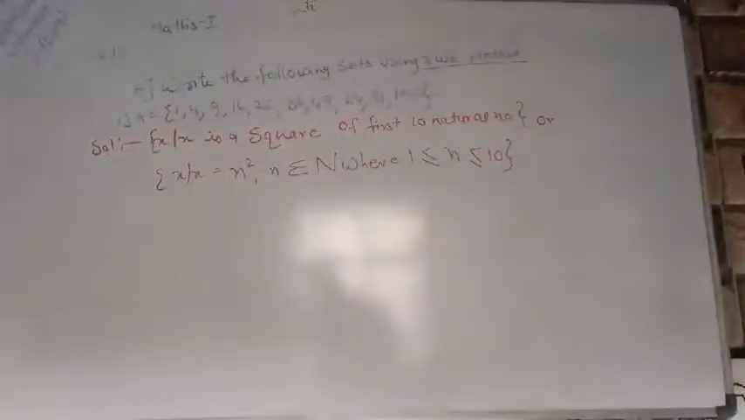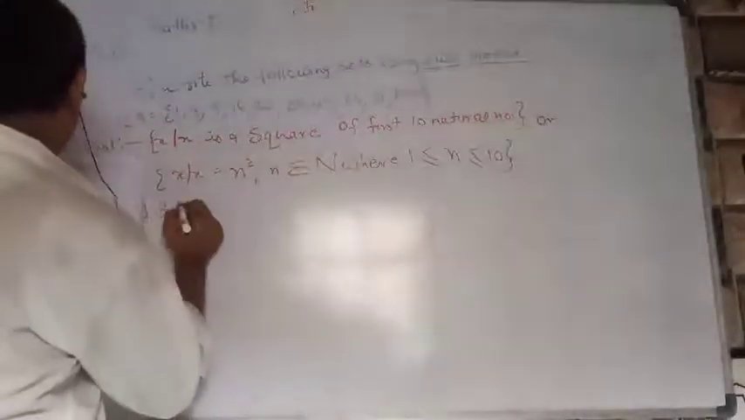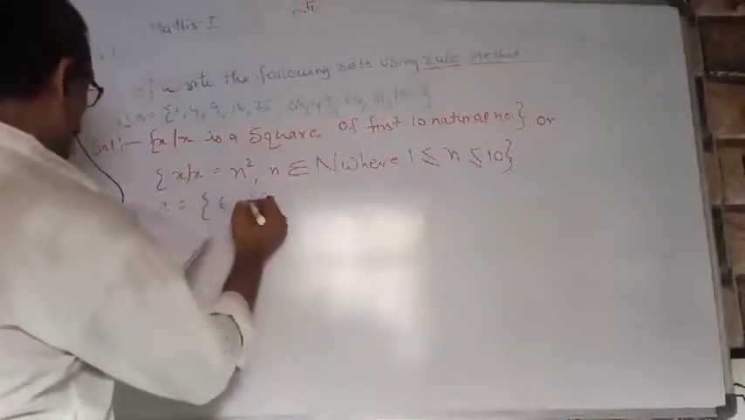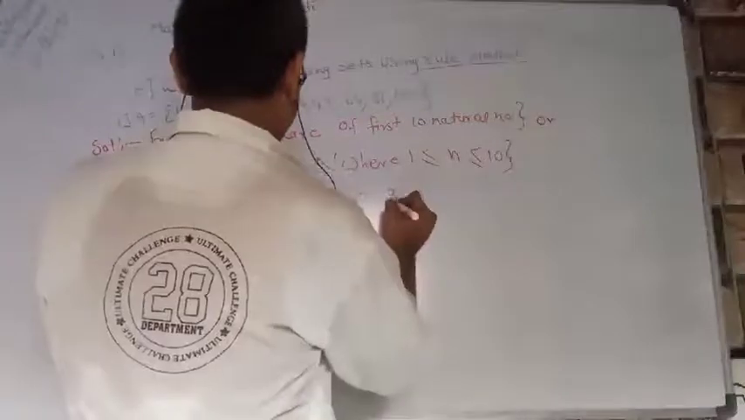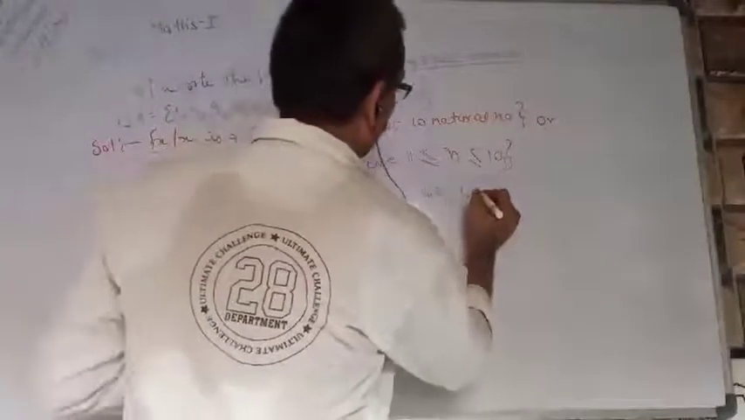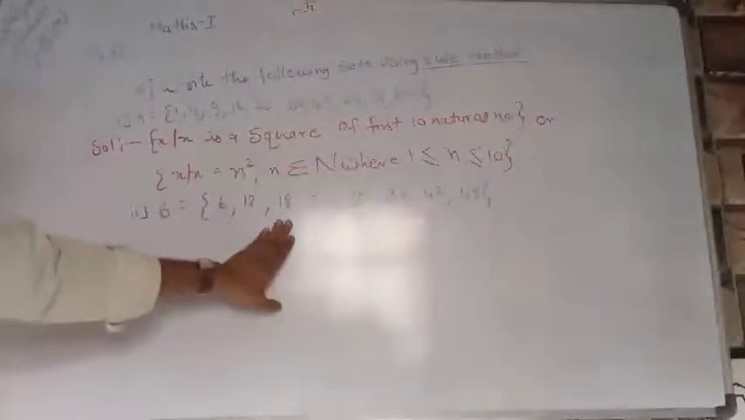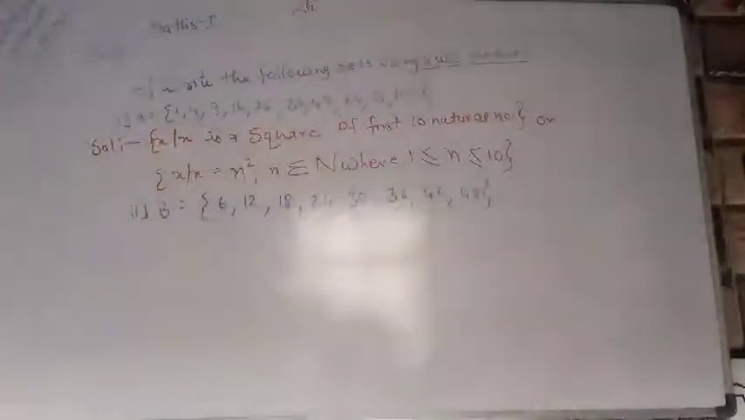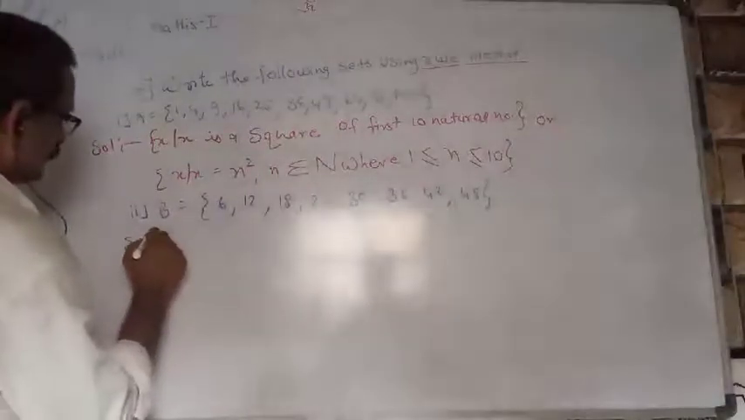Now we move on to the second question. In your textbook B equals 6, 12, 18, 24, 30, 36, 42, 48. It looks like the table of 6. Now we write it in rule method. The rule method is describing the set.